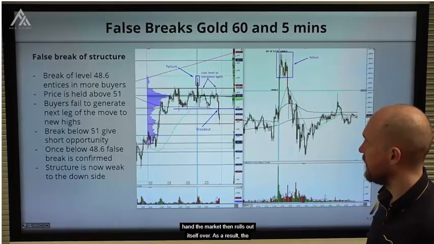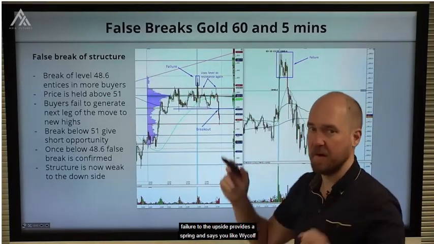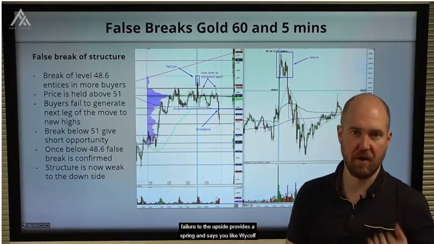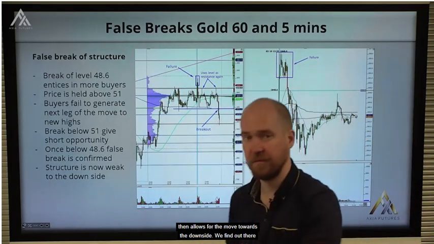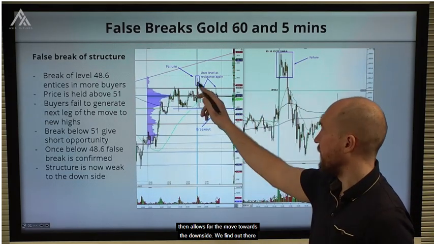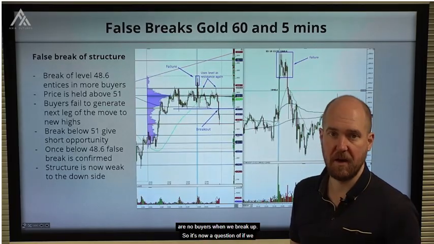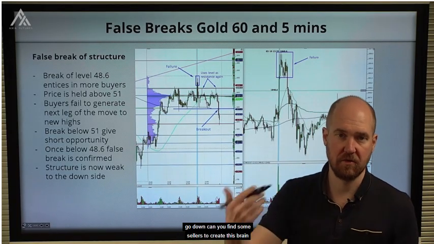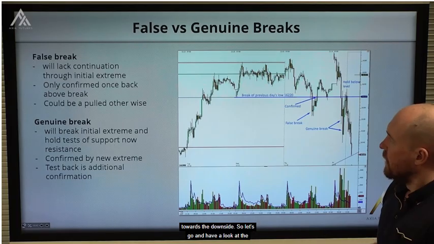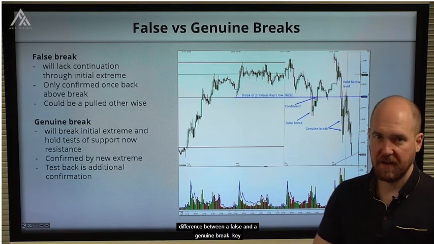As a result, the failure to the upside provides a spring. And for those of you who have read anything on Wyckoff, this effectively creates a spring up that then allows for the move towards the downside. We found out there are no buyers when we break up. So it's now a question of, if we go down, can you find some sellers to create this break towards the downside? So let's go and have a look at the difference between a false and a genuine break.